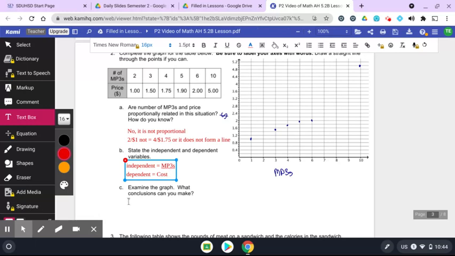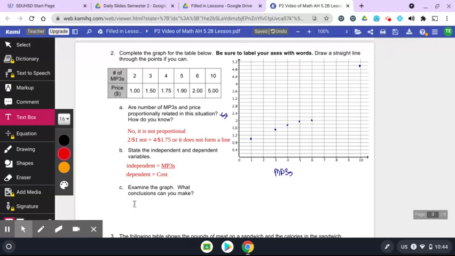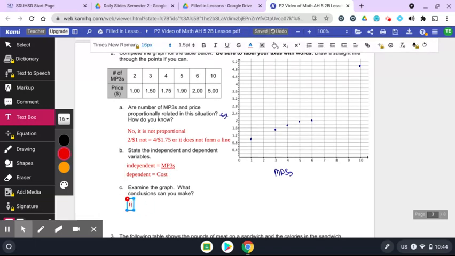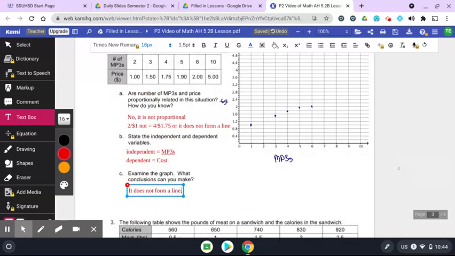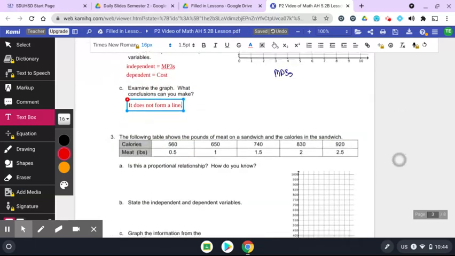What we notice about the graph, it does not form a line. So when something doesn't form a line through the origin, then it is not proportional. So this doesn't even form a line. Forget about through the origin. All right, let's look at the next one.